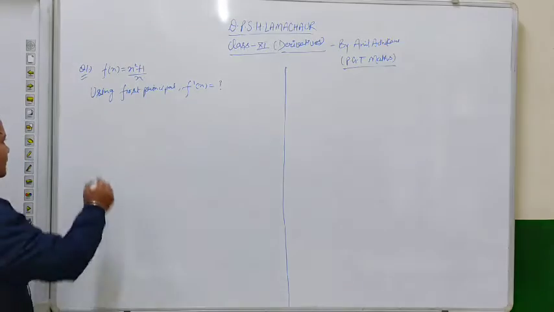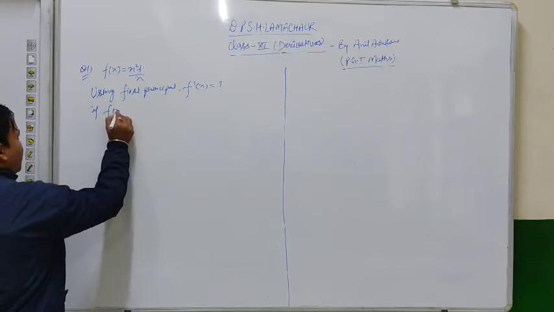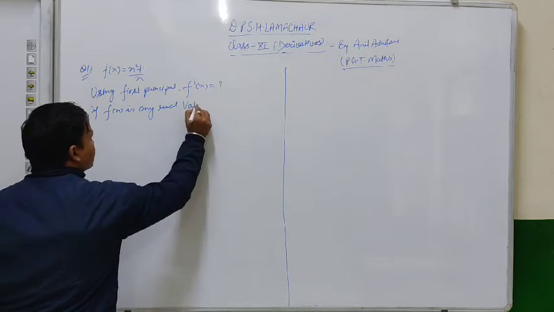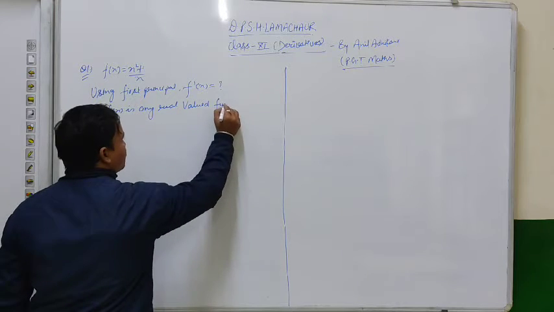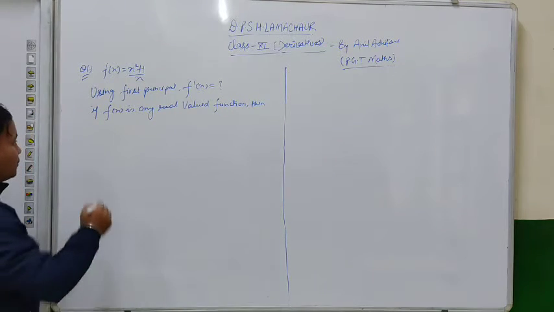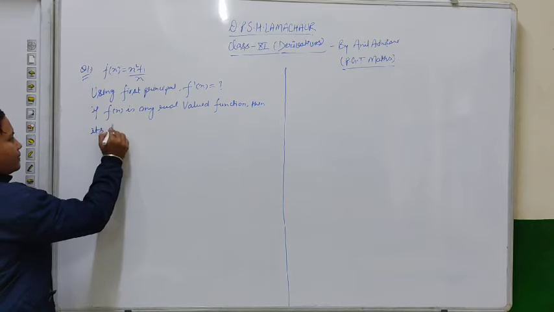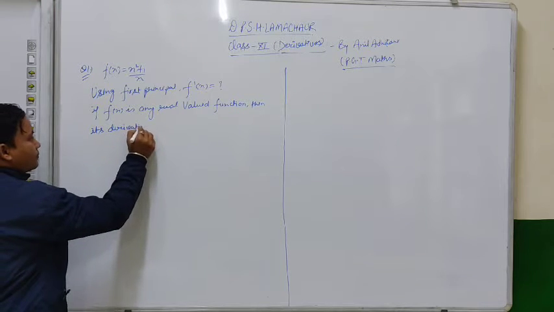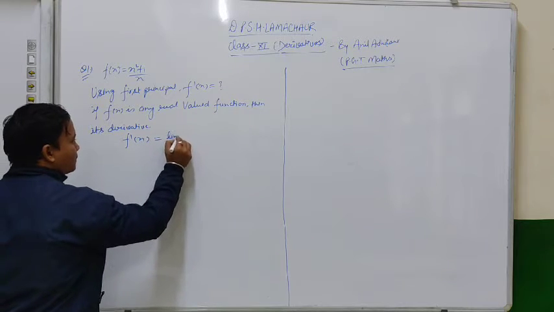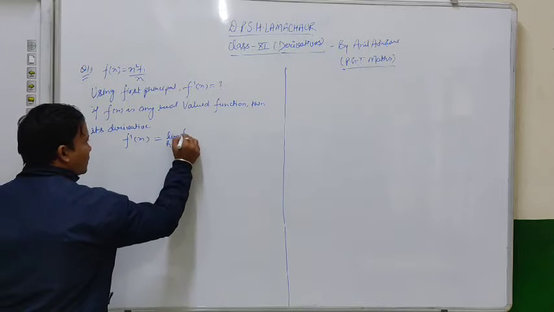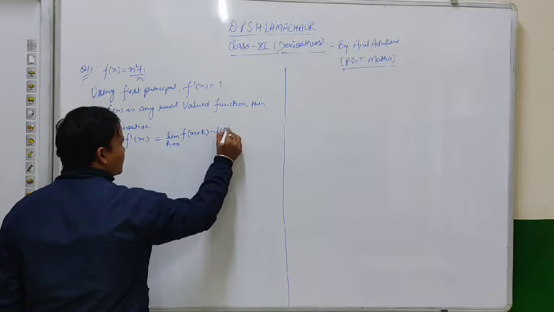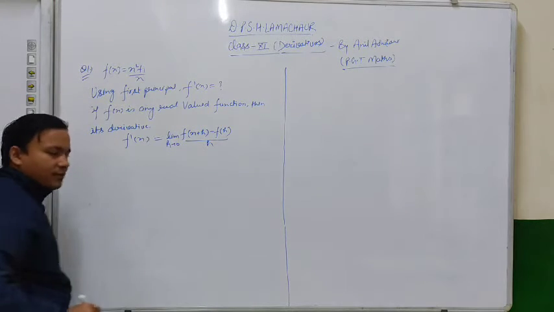So what is the first principle? Basically, if f(x) is any real valued function, then its derivative, that is f dash x, is equal to limit h tends to 0 of f of x plus h minus f of x upon h. This is the formula for the first principle.